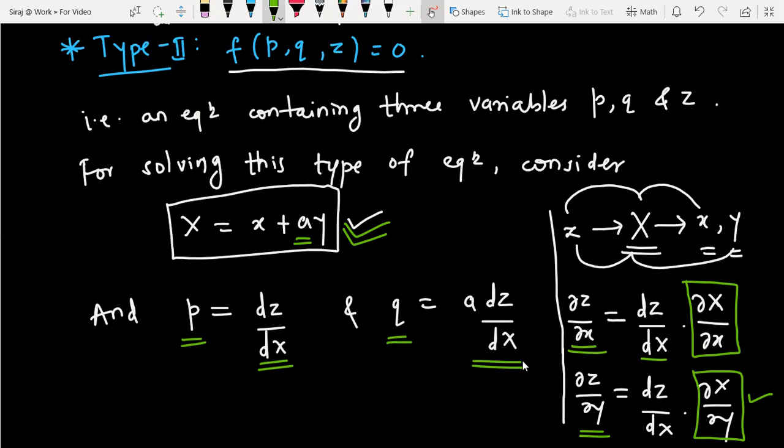So now just come to the topic, type number 2, equation containing three variables p, q and z. We are going to solve this type of equation. For solving this type of equation, we have to remember only two things. First, we have to introduce a new variable capital X. You have to consider the value of capital X equal to small x plus ay in every problem. After this, whenever you change the variable, changing the corresponding derivatives is compulsory. So now you have to use these values directly: p equal to dz by dX and q equal to a into dz by dX. You have to use these two values compulsorily. If you write these directly, that is also fine.